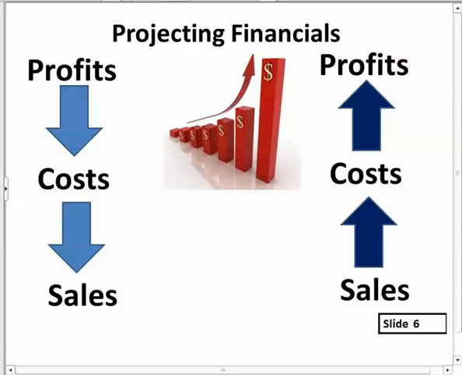The other way is to start off guessing or estimating how much sales you will have, and then from that, you know what it's going to cost you to make those sales. And then from that, you can estimate what profit you're going to generate. Now, the problem with either one of these, if you start off with the profits and work your way down to sales, what happens if you can't generate that number of sales? You're obviously not going to make that much profit.